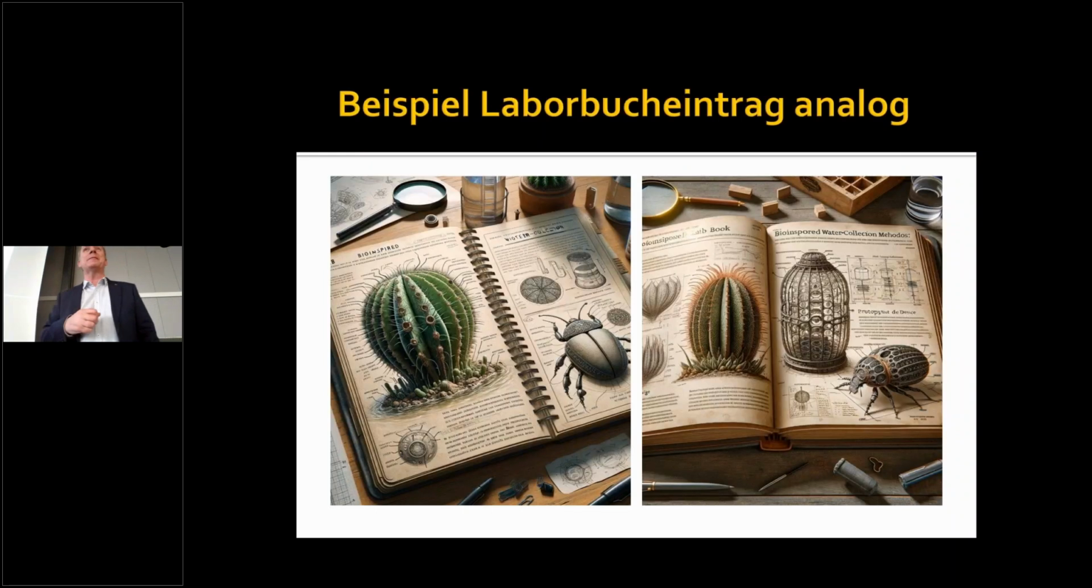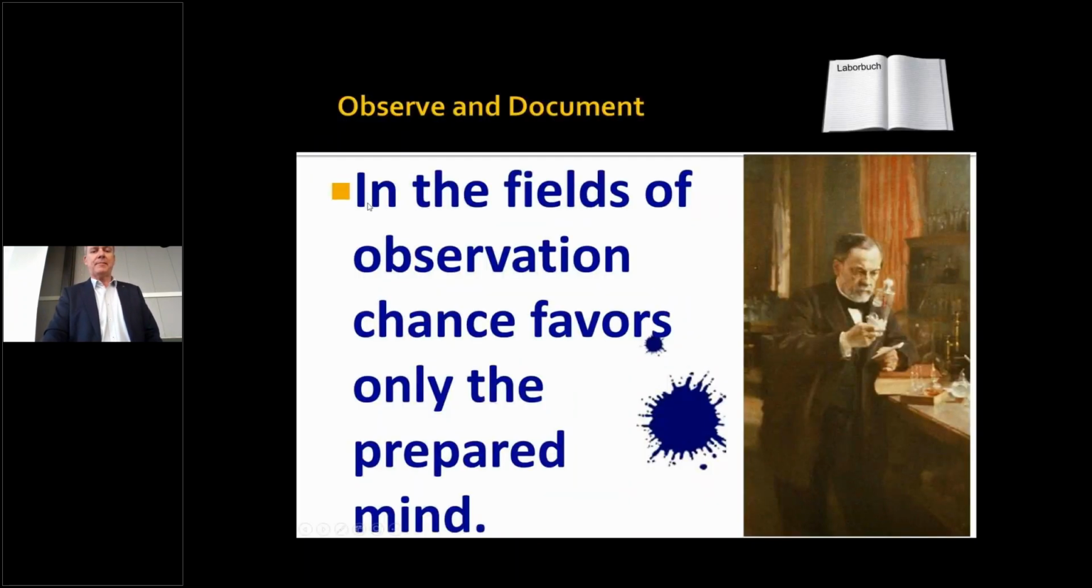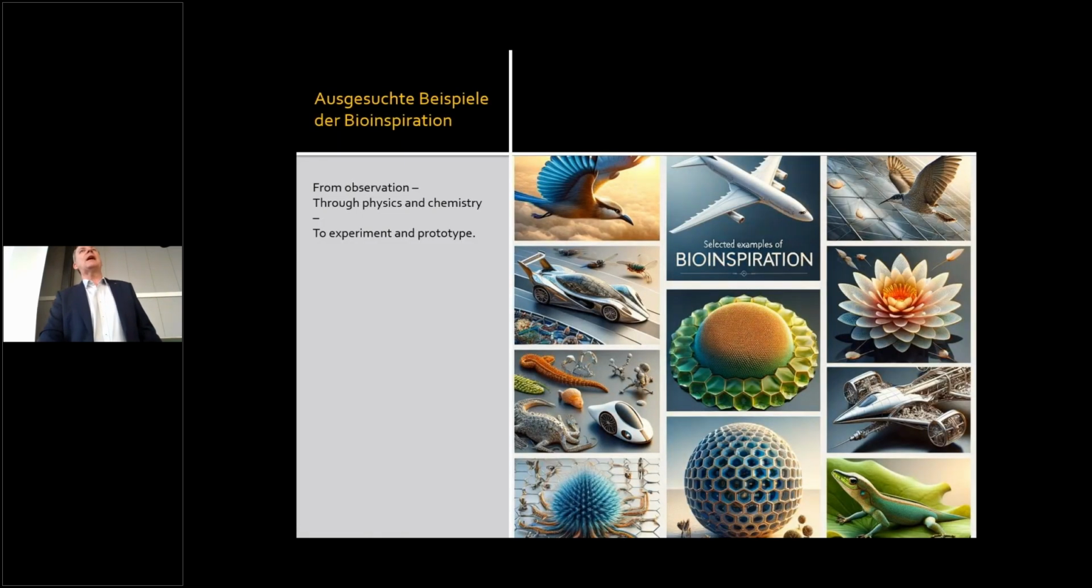Here I just use some artificial intelligence generated lab books, and these may somewhat resemble the lab book of Leonardo da Vinci, maybe. Drawing something or constructing something in your mind, putting ideas somewhere and handling them, is the first step to train your mind to find something in nature. This is the so-called prepared mind you all have to work on. So from observations to prototypes, for example, you use the methods of physics and chemistry, and I will now give some selected examples of bioinspiration.